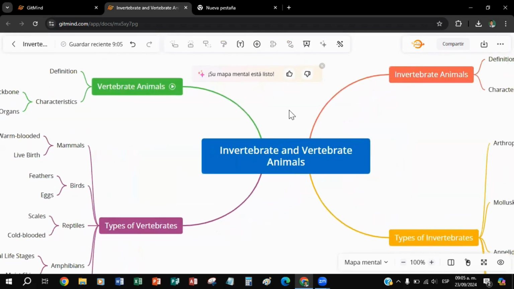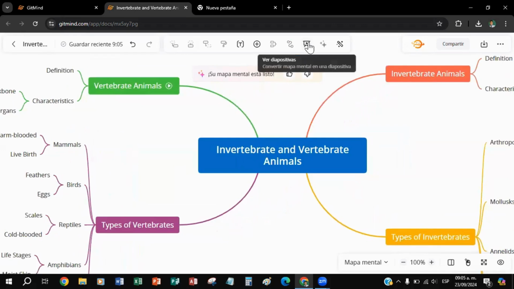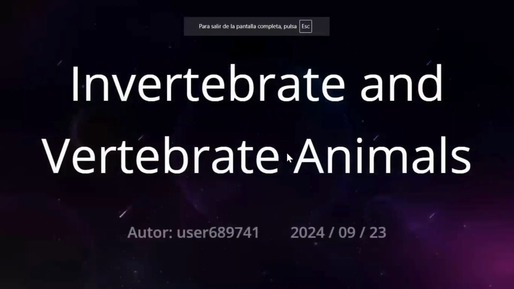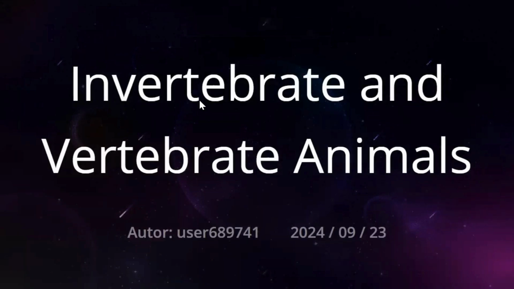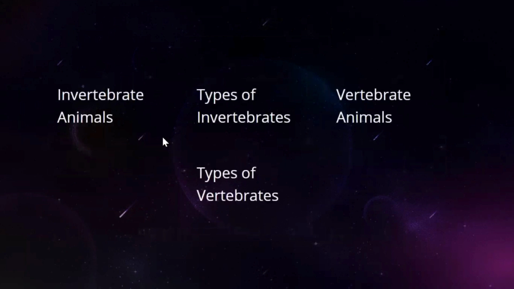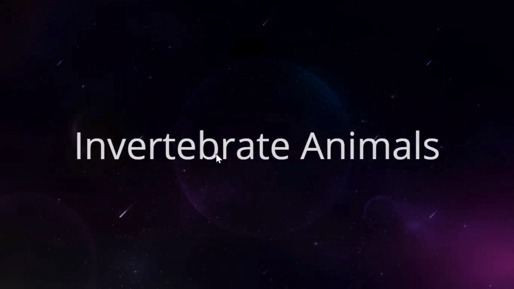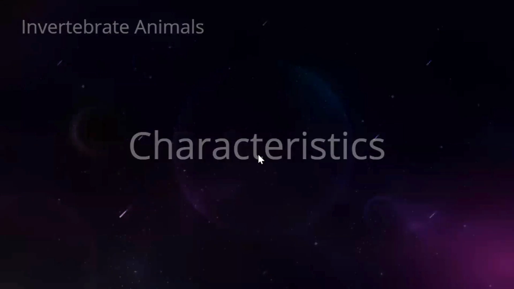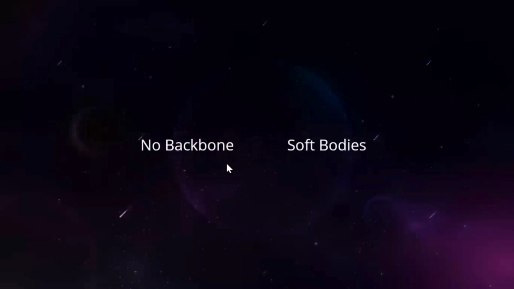And something very important that we can do with this website, you can click on this icon, and we are also going to see visualize with notes and also visualize the subnotes. So we can see that it is going to turn into a presentation, invertebrate animals. We click, and we have the invertebrate animals and types of invertebrates, vertebrate animals. And if we click again, invertebrate animals, and we can start explaining, we can give the definition and the characteristics that we can find on the mind map.